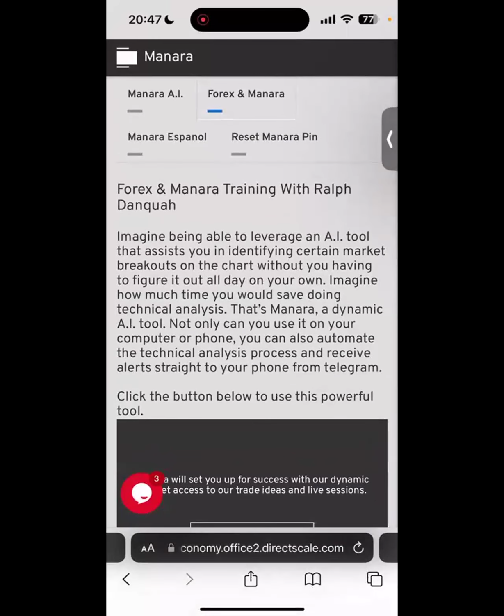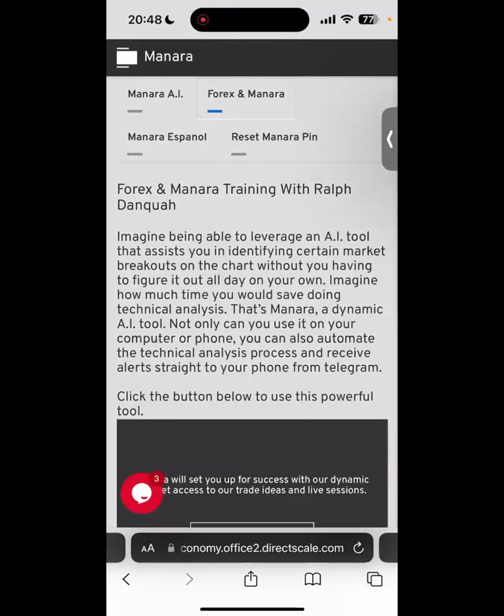Scroll up. Okay, so you have Manara Espanol, which is Manara Spanish again, like we had Emino Spanish. I'm not Spanish. Are you Spanish, Chisom? No. But you might speak Spanish. So if you're multilingual, feel free to join that. Then you have reset Manara PIN, because a lot of persons usually forget their Manara PIN, and they've created a measure. If you forget yours, you can always come here to reset it.